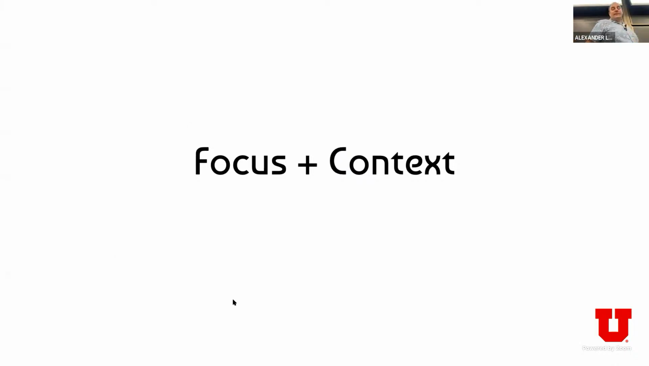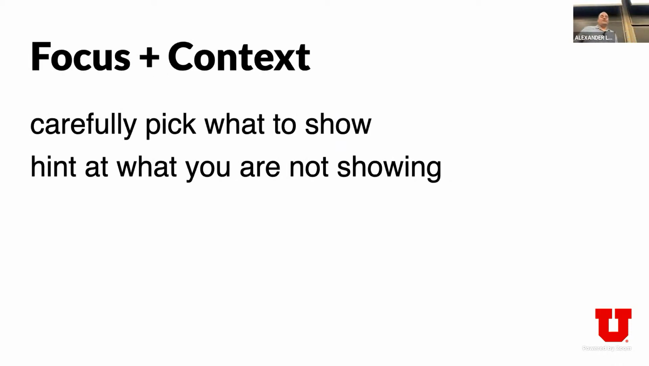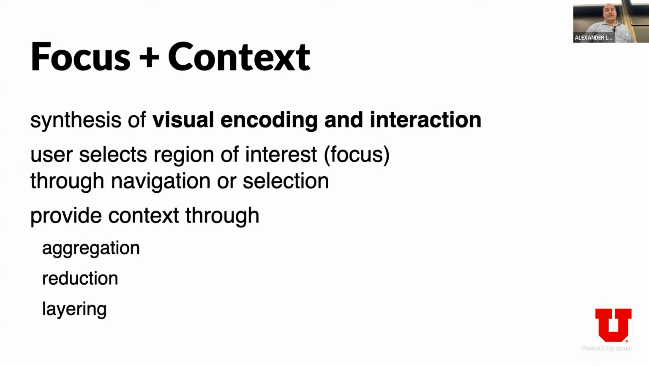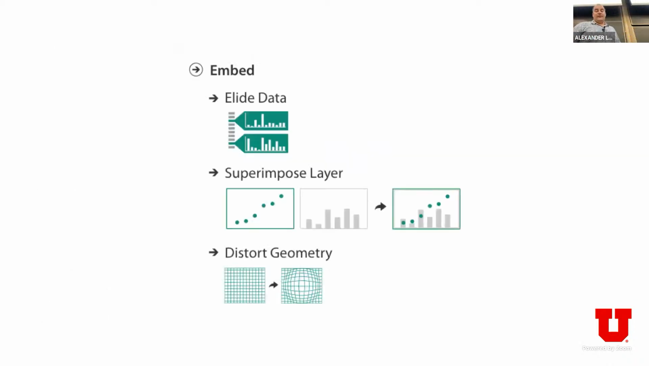Okay, so another technique is focus and context. The idea is that you carefully pick what to show and at the same time hint at what you're not showing. So you have focus elements and context elements. It's a synthesis of visual encoding and interaction: a user selects a region of interest, which is the focus, through navigation or selection. And then you provide context through aggregation, reduction, or layering.